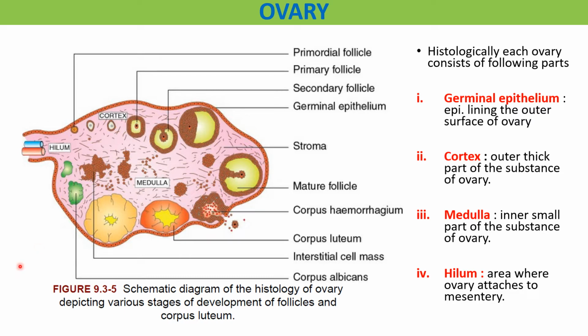This diagram shows the histological picture of the ovary in various stages of development of the follicles. This is the germinal lining. Then the centermost part is the medulla, and the surrounding part is the cortex. This is the hilum. These are the developing ovarian follicles.